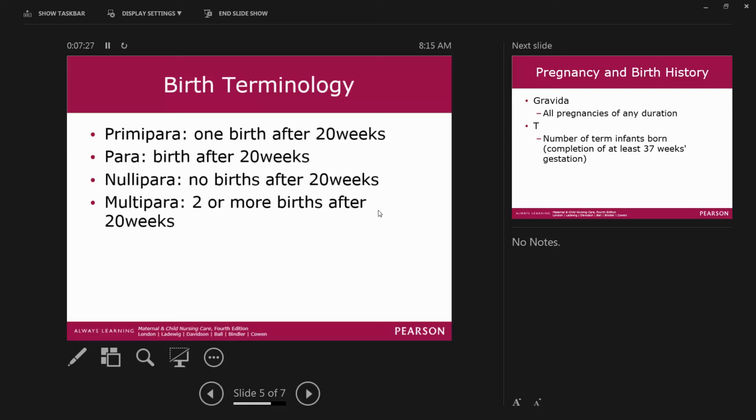Now, a prima para is one birth after 20 weeks. So if she's had 10 miscarriages or 10 abortions, she's delivered before 20 weeks, she's not a prima para. But if she has any delivery after 20 weeks, the first one is called a prima para. So para is a birth after 20 weeks. Nulla para is no births after 20 weeks. So she could have had several miscarriages, but never had a birth after 20 weeks. So she's still nulla para. Okay. And a multipara is 2 or more births after 20 weeks.